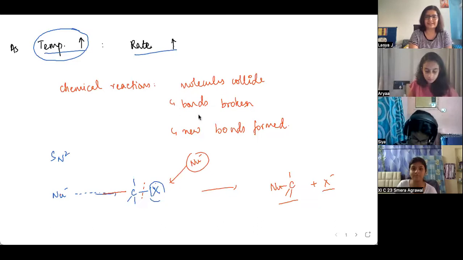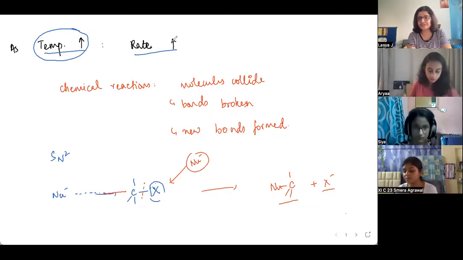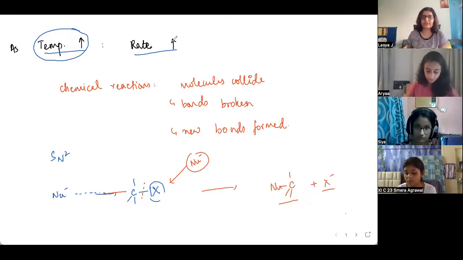I'll tell you, the main thing is that when temperature increases, the rate of the reaction also increases. Whatever we discussed now, we'll be putting it as collision theory. And then we'll also look at the numerical formula that Arrhenius proposed for this.